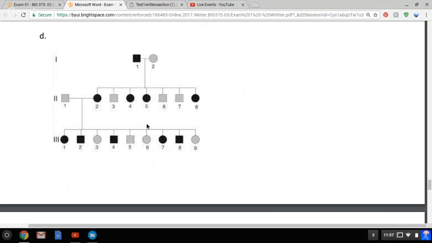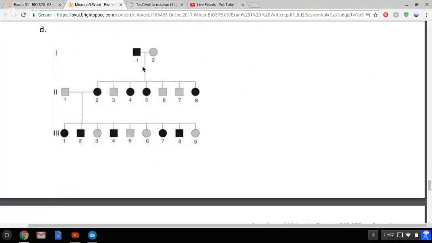For number D, I also said it was X-linked dominant because all of the females are going to be affected 100% for this if there's an affected male.